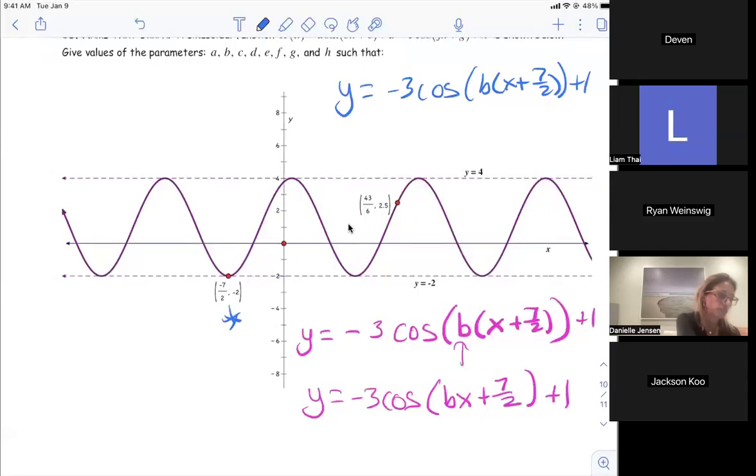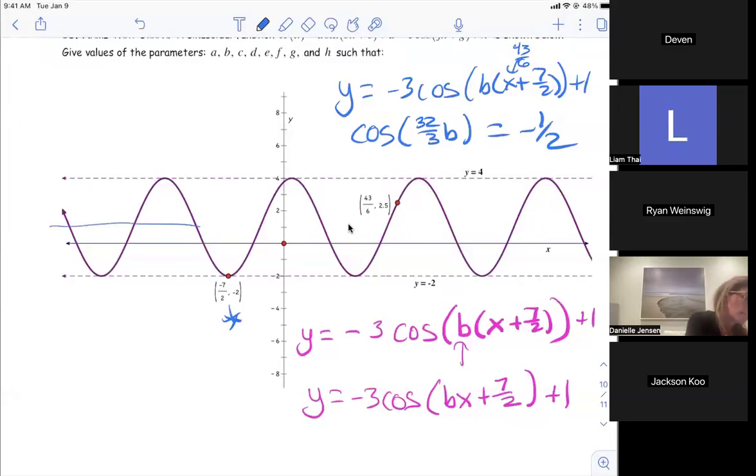So when you plug in the point, what do you get when you plug in 43π/6? It was 32 over 3b. So 32 over 3b equals what? Negative 1/2. Great. So let's think about what angle that is. I got 32 over 3b equals 2 pi over 3. But for some reason, that's where you're wrong.